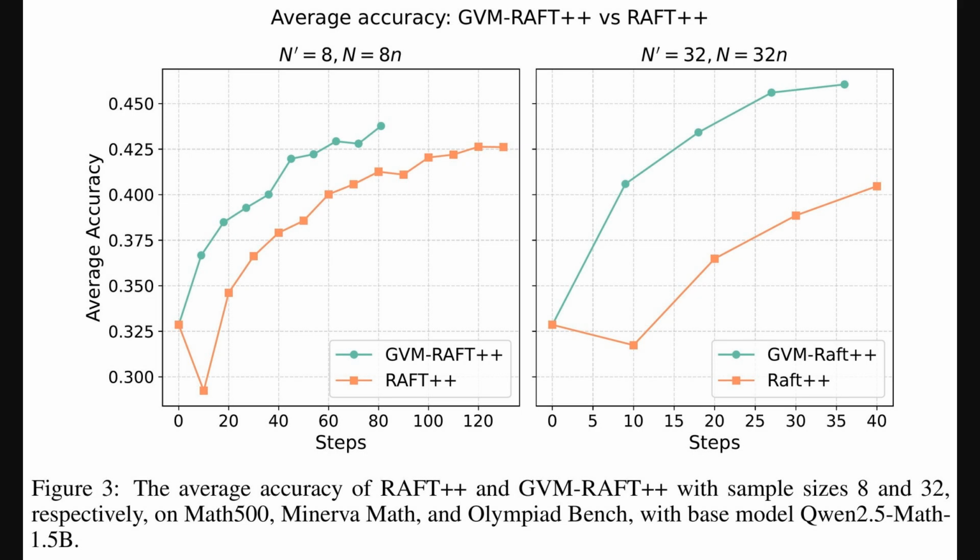Following up on those performance improvements, these next 2 plots really visualize the convergence speed. Convergence here means how quickly the model reaches its best performance. We are looking at average accuracy on the vertical axis versus training steps, which are like learning iterations, on the horizontal. The green line, representing GVM-RAFT++, consistently stays above the orange RAFT++ line in both plots. One plot uses a smaller sample size of 8, the other a larger one of 32. This clearly shows GVM-RAFT++ not only reaches higher accuracy, but does so in fewer steps, confirming that faster learning.